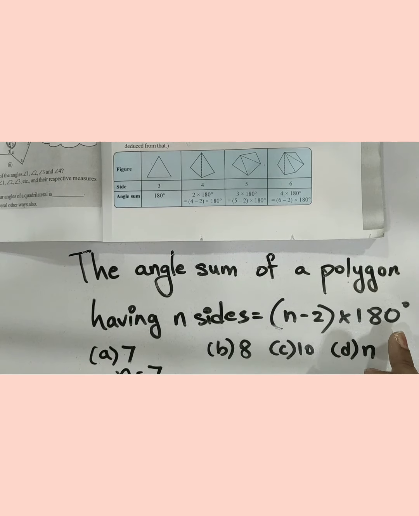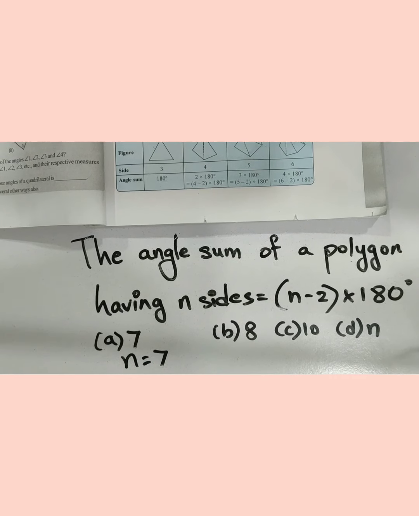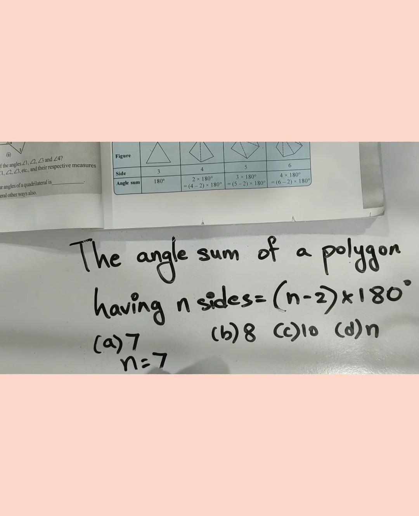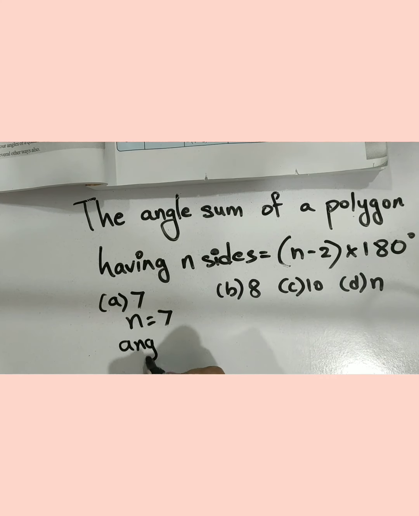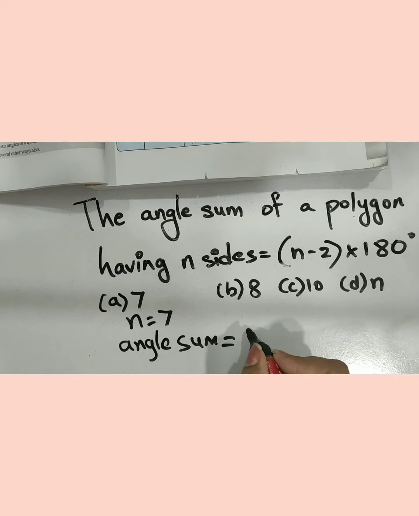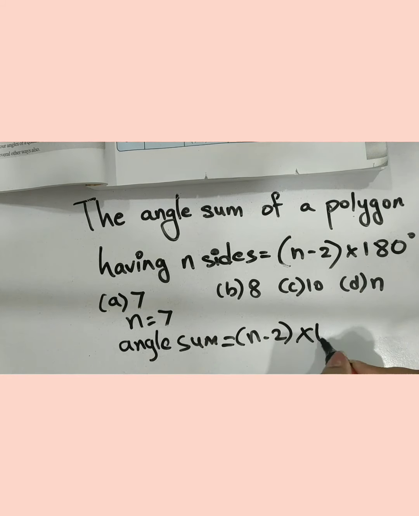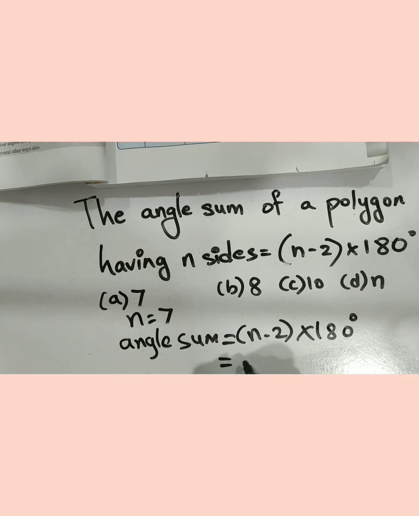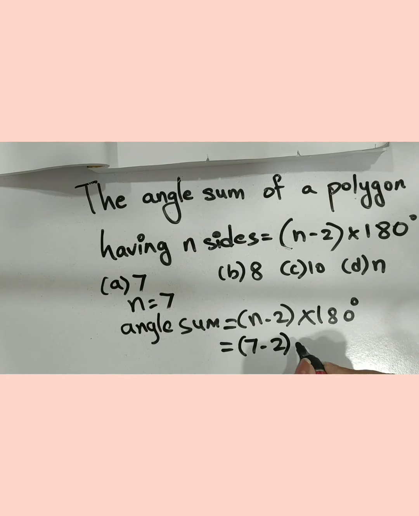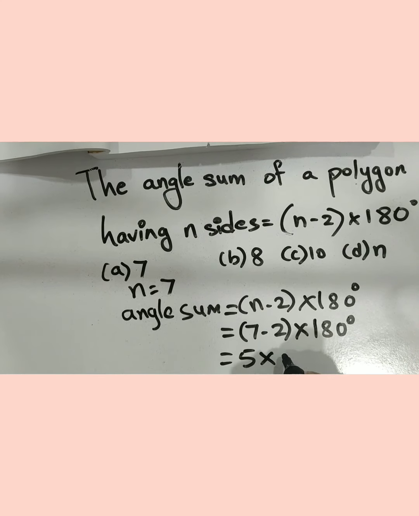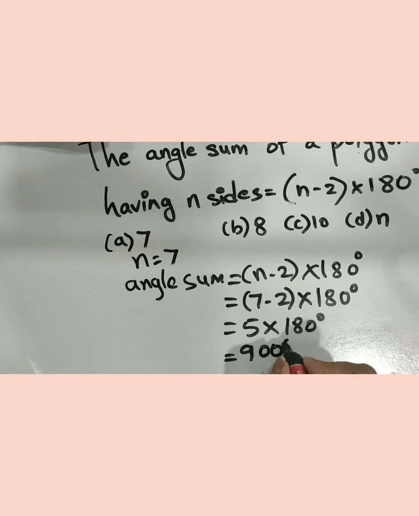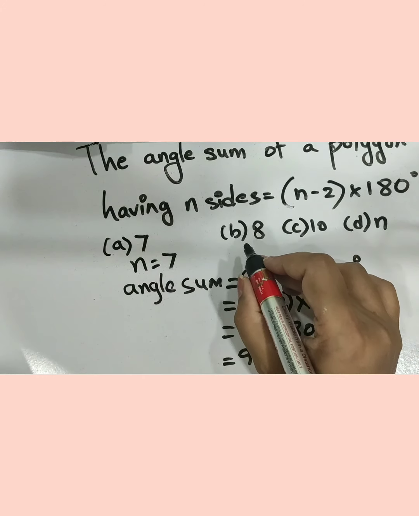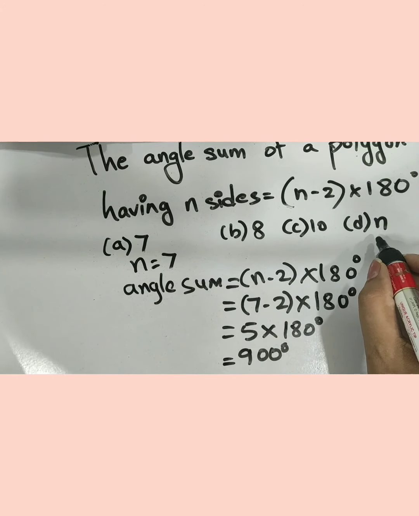Now we have to find the angle sum for the first example, that is a polygon with 7 sides. So my number of sides will be 7. So my angle sum will be equal to (n minus 2) into 180 degrees. So that will give me (7 minus 2) into 180 degrees, which is equal to 5 into 180 degrees. So that will give me 900 degrees. In the same way you can find for the second, third and fourth example.